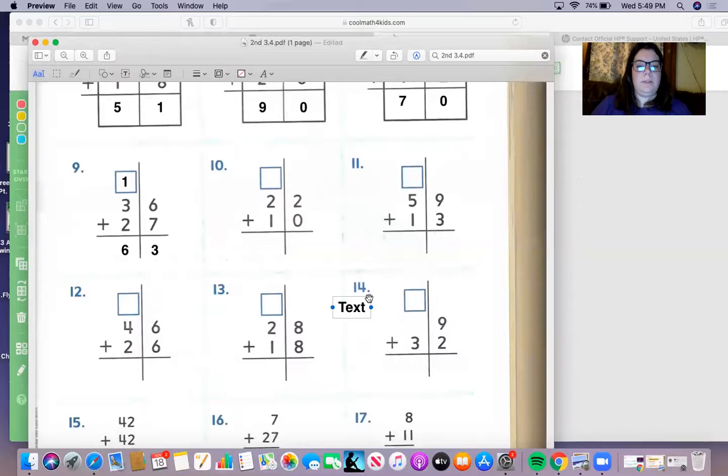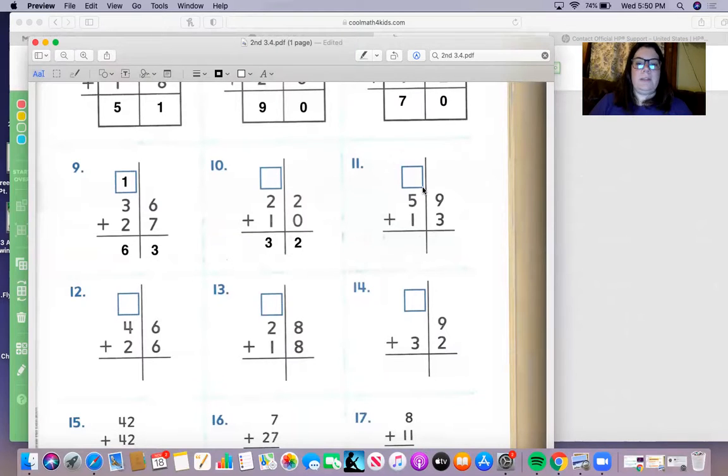Now this one, 2 plus 0, well, that's 2. We don't need to do any regrouping. They still have this box here. You don't have to put anything in the box because we didn't regroup. So 2 plus 1 ten is 3 tens. So 22 plus 10 is 32. Okay.